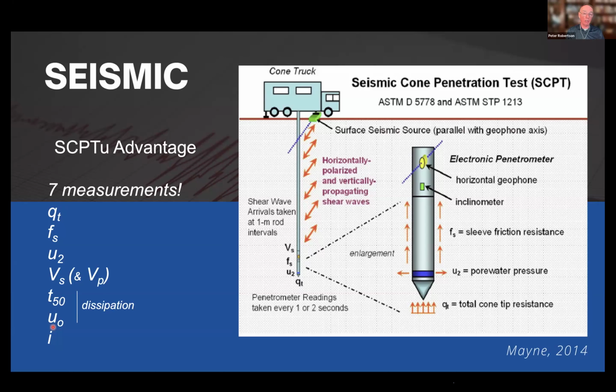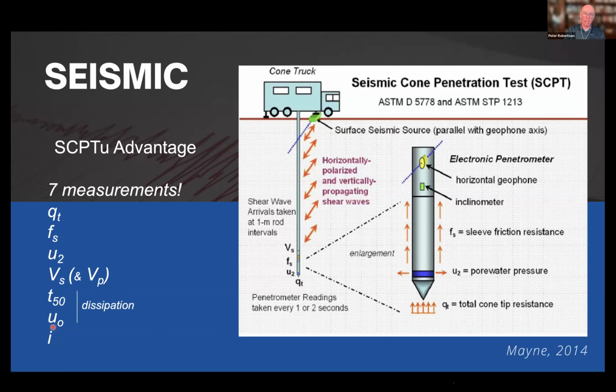If you measured shear wave velocity every meter and you did 2 or 3 dissipations, then maybe the test would take 2 hours. So you can do a 30-meter sounding, get all these 7 measurements, and it takes only 2 hours or so to do, depending on how many dissipation tests you do and how long the dissipations are.